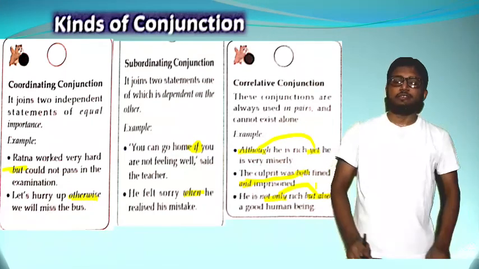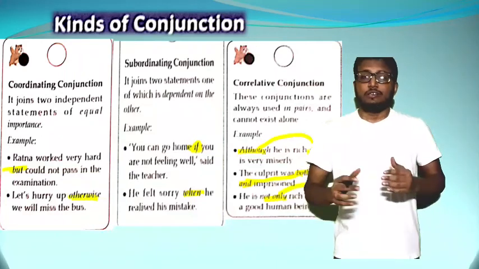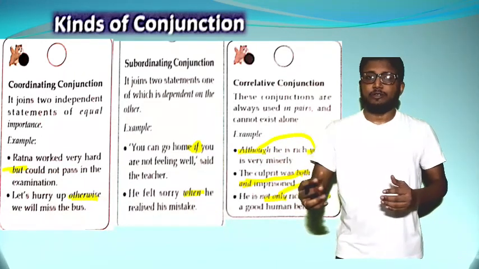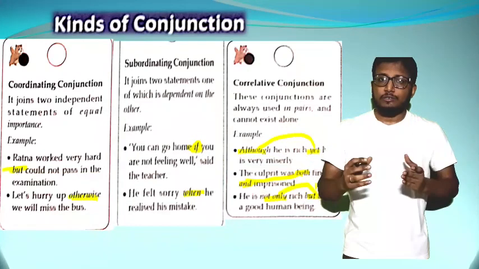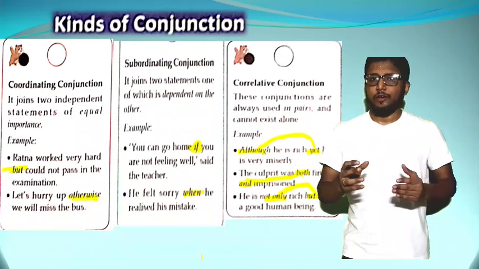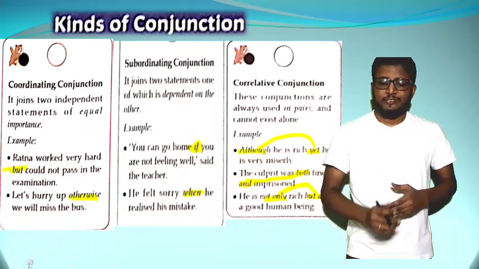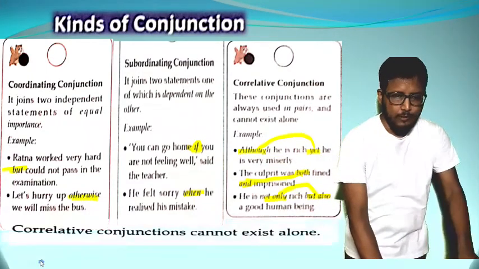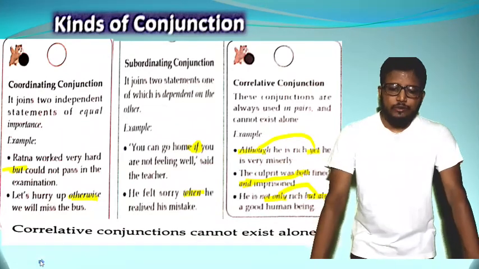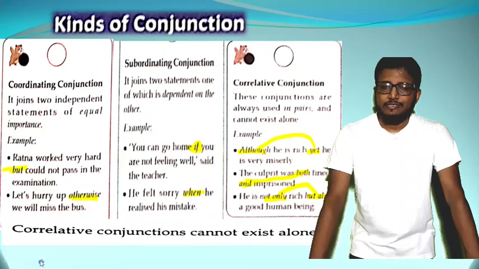So here you can see this conjunction can't work alone, it needs someone's help. For that reason, it is said about the correlative conjunctions that they can't stay alone, they work in a pair. So the last point about correlative conjunction is: correlative conjunctions cannot exist alone.